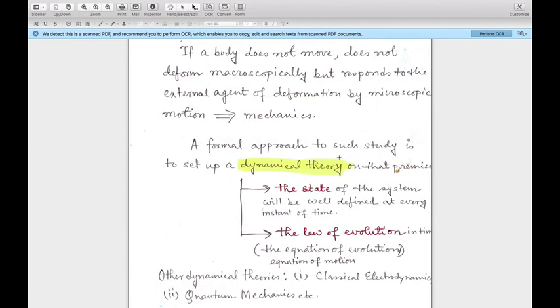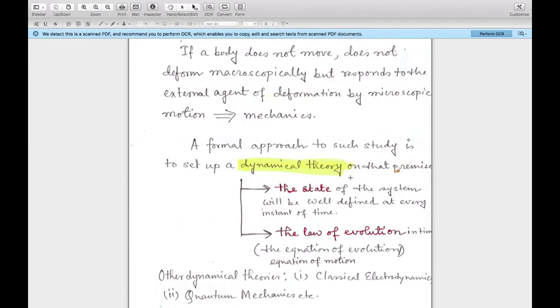A formal approach to such a study of motion is in general done in terms of a so-called dynamical theory. So dynamical theory is a general term used to study the time evolution of a system in any aspect. Here we will talk about the motion of a body. With time the body changes its position and its velocity. So we can then talk of a reasonable dynamical theory.